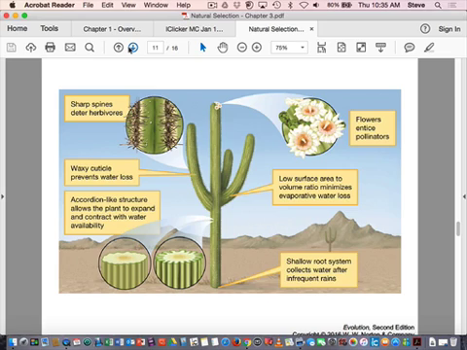You can create any sort of story and say it's an adaptation, but sharp spines deter herbivores, things that are eating it. How would you test that? This is what ecologists do all the time. They're called removal or ablation experiments. You take a trait, you get rid of it, and then you look at whether there is a response.